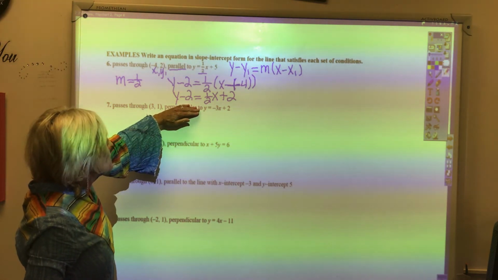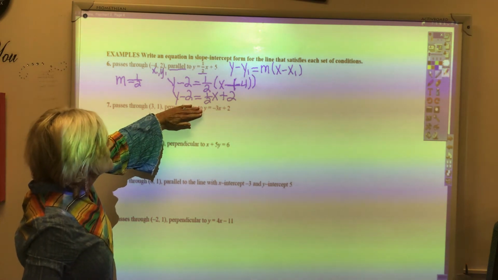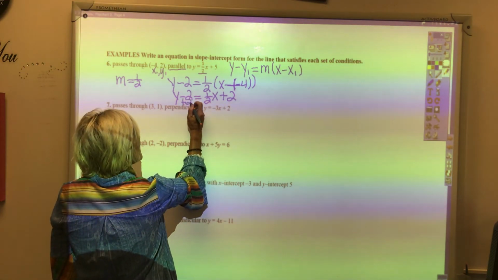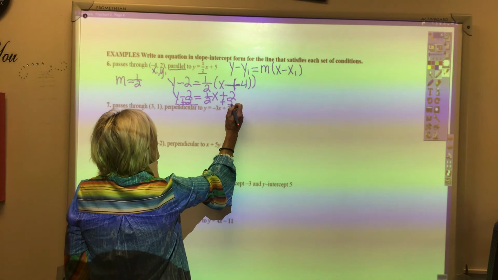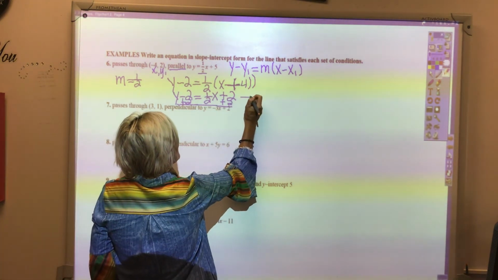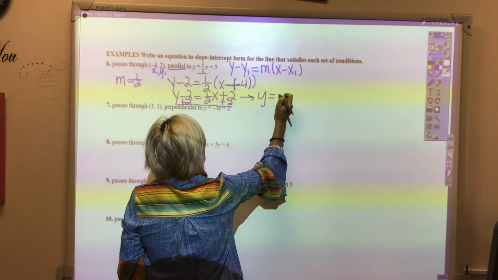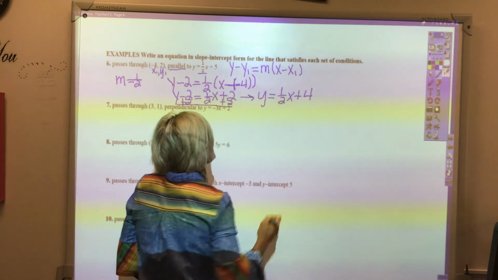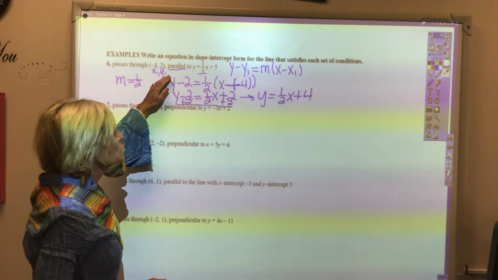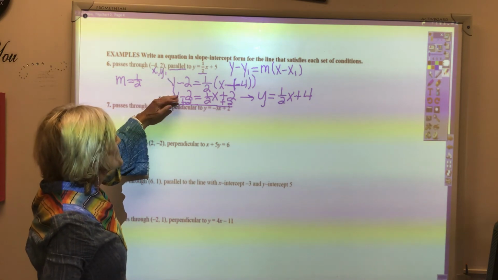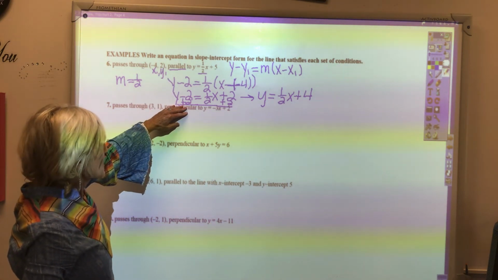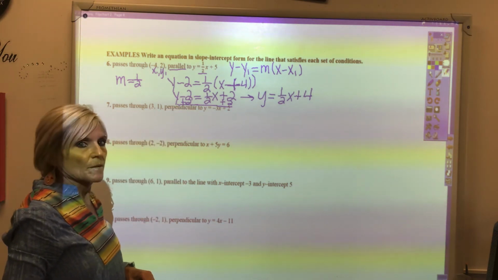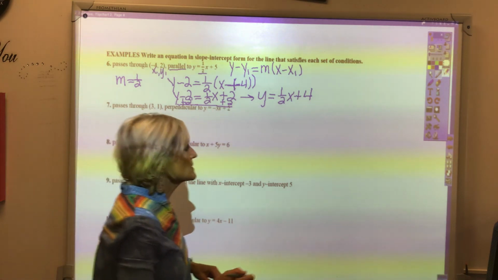Let me put it in slope intercept form. So when we have it here, then we would just add 2 to both sides. So our line would be y equals 1/2 x plus 4. So we use the point slope form to find the line, but then we solved for y to write our equation in slope intercept form. Okay, I'm going to delete that and move up so you can see better.